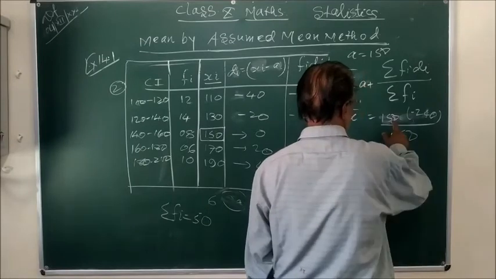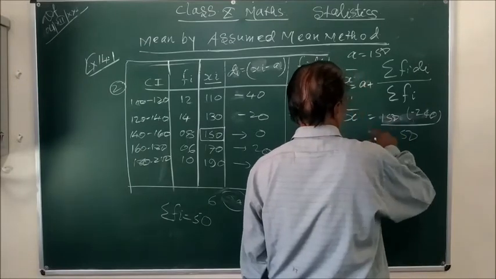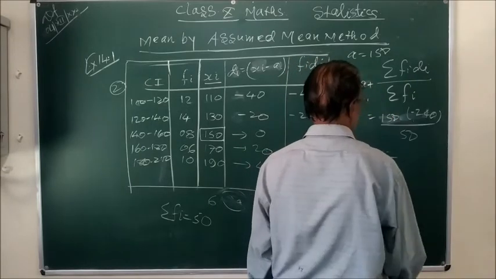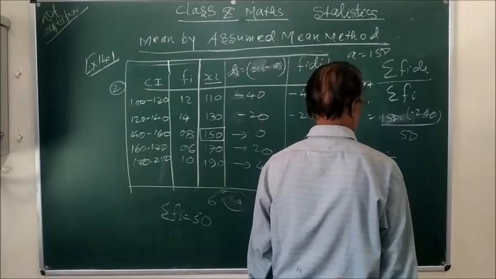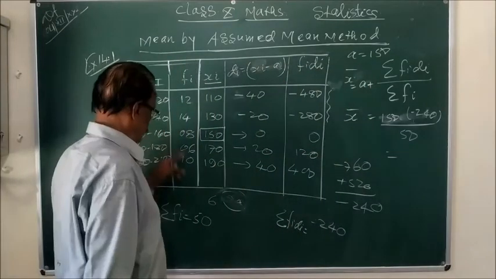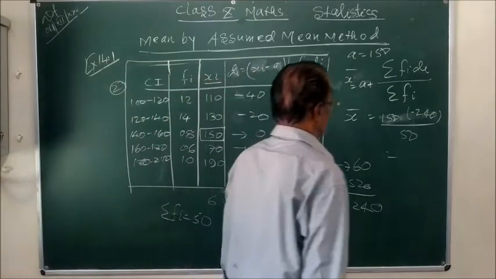So now you see, 150 plus sigma f_i d_i minus 240 upon sigma f_i, how much? We have found that 50.